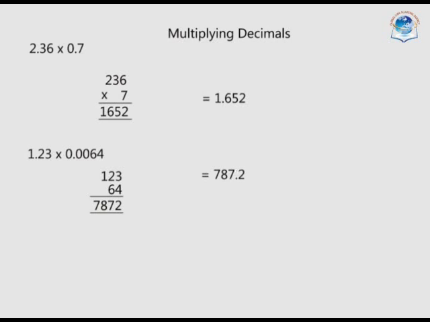So 1, 2, 3, 4. We add a 0 here to make 5, and another 0 to make 6, and the decimal place, and then we put a 0. So we shall have 0.007872.